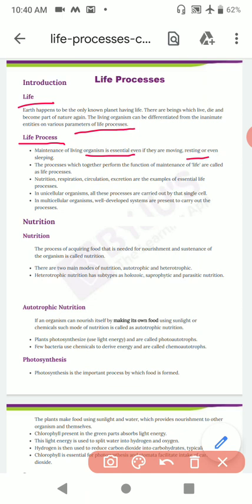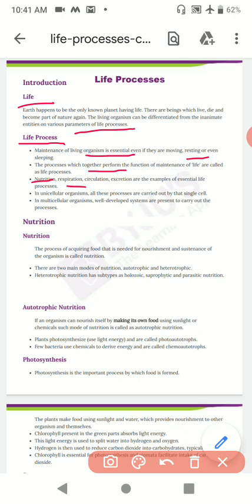Second, the processes which together perform the functions of the maintenance of life are called the life processes. These processes may be nutrition. Nutrition, as you have already studied, means ingestion of food, digestion of food, assimilation of food, absorption of food, and then excretion of the waste material. Respiration is how the energy obtained from the food is utilized. There are two types of respiration, that is aerobic and anaerobic. We will go through the details later. Circulation and excretion are also examples of essential life processes.